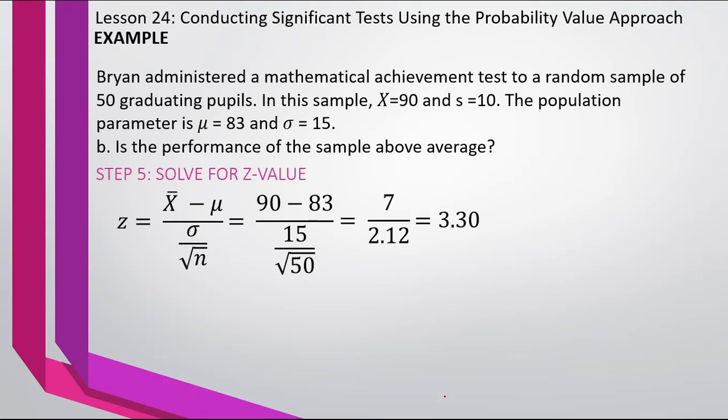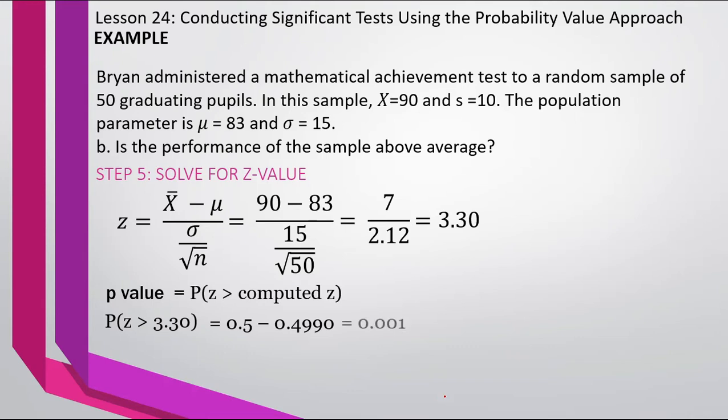Ayan. Then, the p-value, we compute that. Pero na-compute na natin yan earlier. What is the p-value when z is greater than 3.3, which is equals to 0.01. Ngayon na-compute na natin yung p-value. Yan na ba yung final? Yes, yan na yung final.